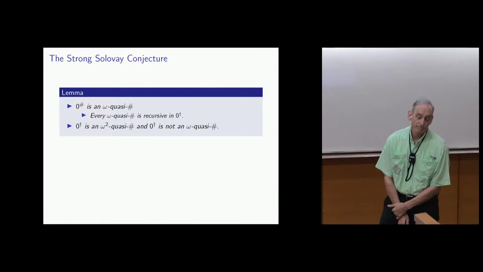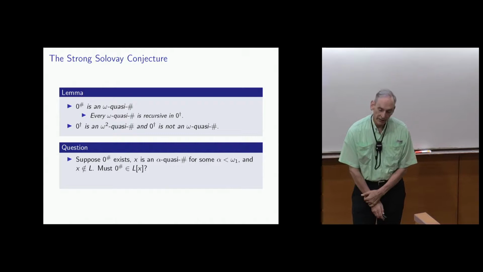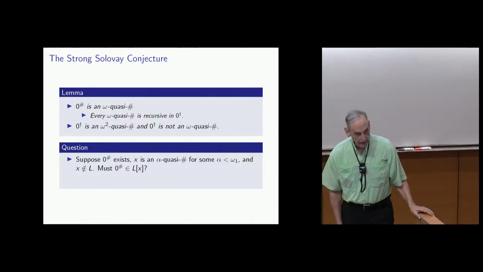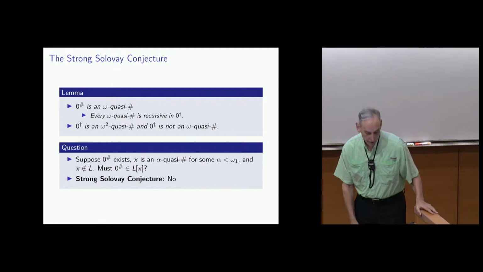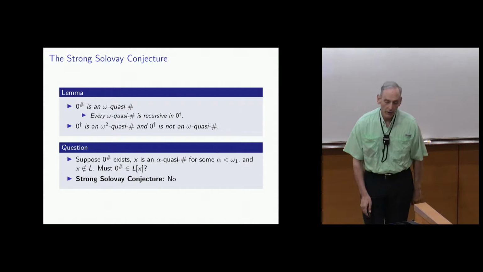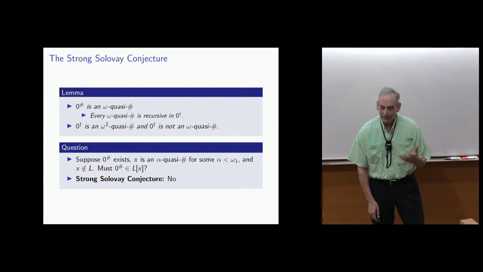Okay, so suppose zero sharp exists. X is an alpha quasi-sharp for some alpha less than omega 1, and X is not in L. Must zero sharp be in L of X? So we're in L of X. So we're re-asking now the Solovay question. And the strong Solovay conjecture is no, that there should be an alpha quasi-sharp between L and L of zero sharp. But that's got to be really hard to do because of the quasi-sharp condition.